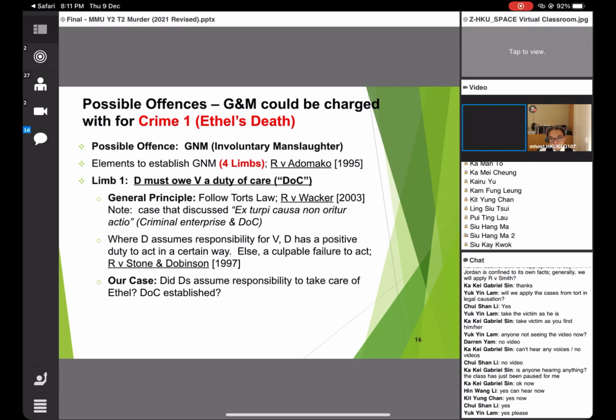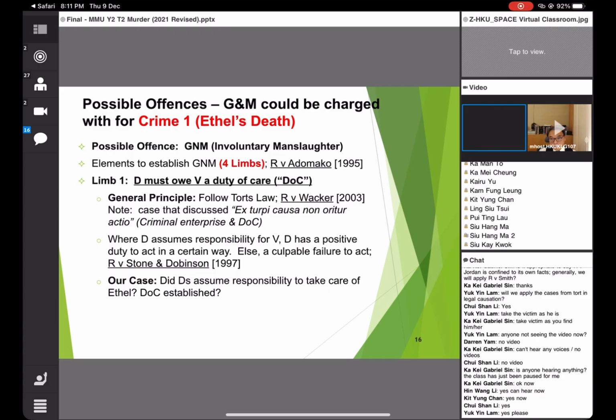All right, and here, moving on, R v Stone and Dobinson 1997, where the defendant assumed responsibility for the victim. The defendant has a positive duty to act in a certain way. Otherwise, it will become a culpable failure to act. That means it is an offense. Okay, R v Stone and Dobinson, 1997.